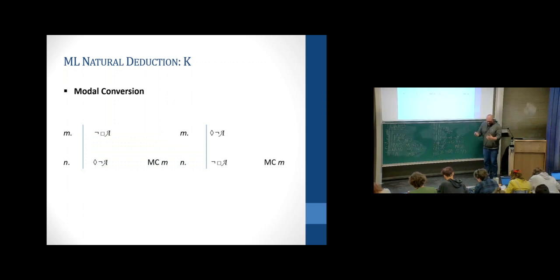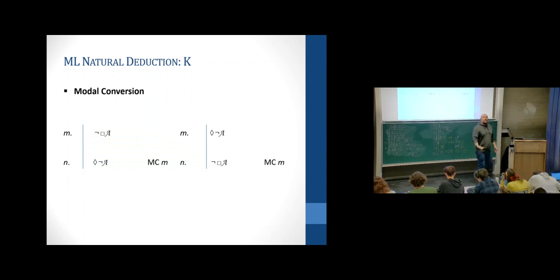So again, our first one: if it's not the case that it's necessarily true, then it must possibly be false. Makes sense, right? If it's not the case that in every situation it's true, there must be at least one situation where it's false.